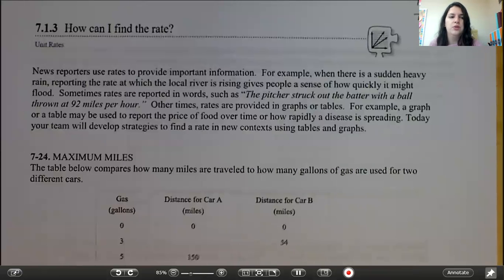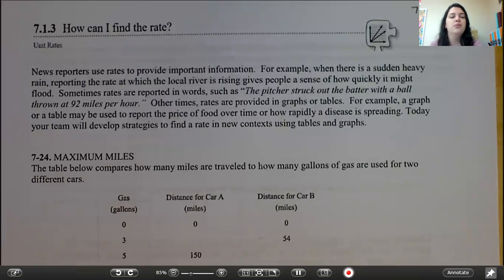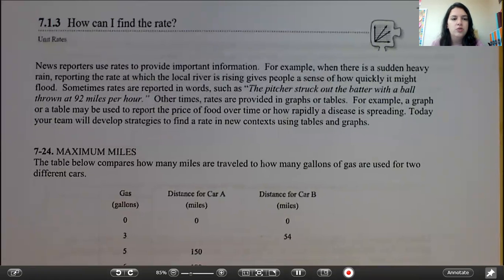Hi everyone, I'm here with your 7.13 lesson, How Can I Find the Rate? Unit Rates. News reporters use rates to provide important information. For example, when there is a sudden heavy rain, reporting the rate at which the local river is rising gives people a sense of how quickly it might flood.